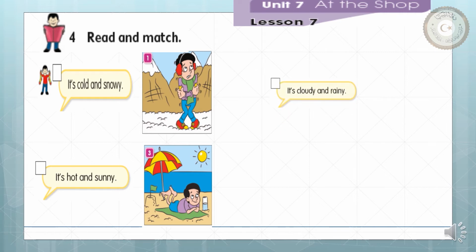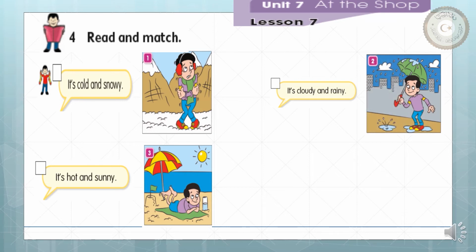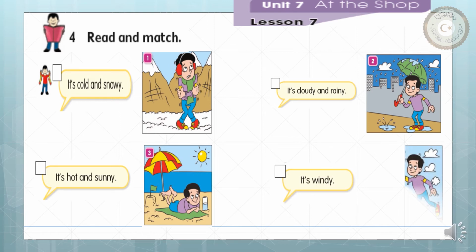Number 3, it's cloudy and rainy. Which picture? Picture number 2. Cloudy. There are 2 clouds here. Look at here. And there is rain. The last picture and the last sentence. Can you read it, please? It's windy. Omar is now.